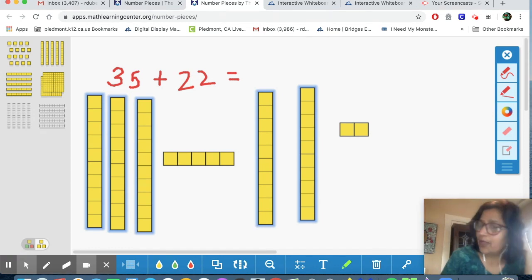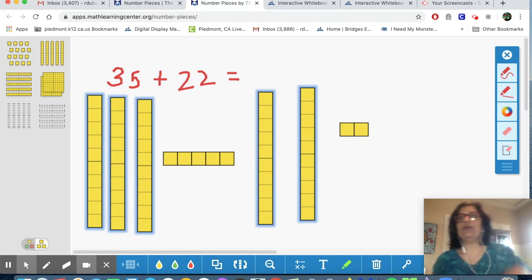Actually, I would like you to try out these big problems using your base 10 blocks today. Okay, have fun with it.